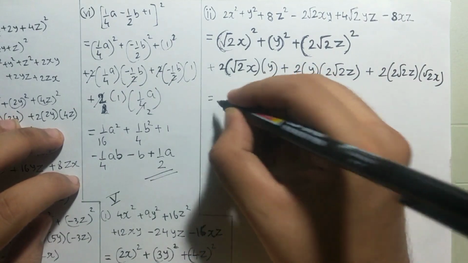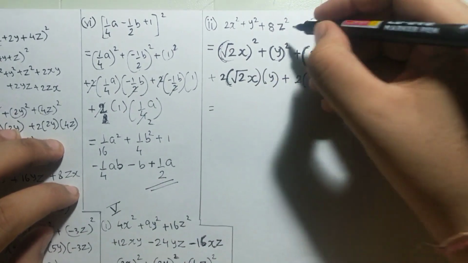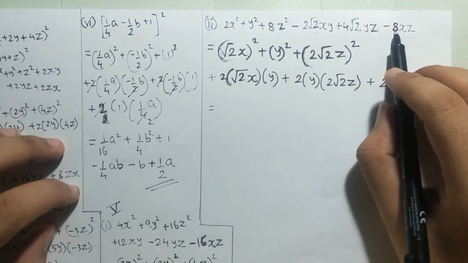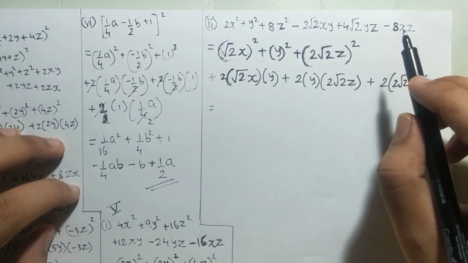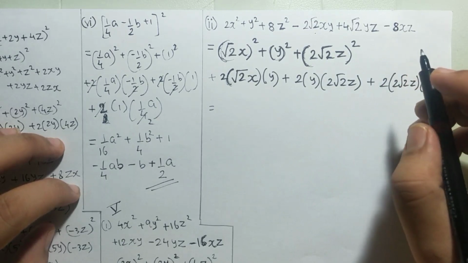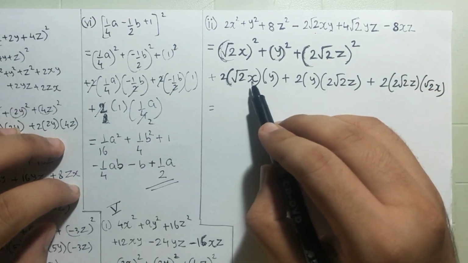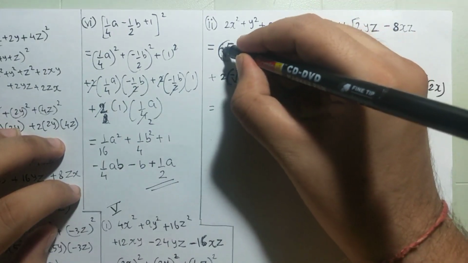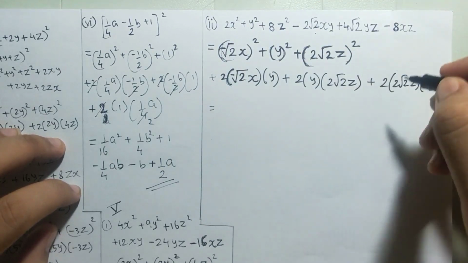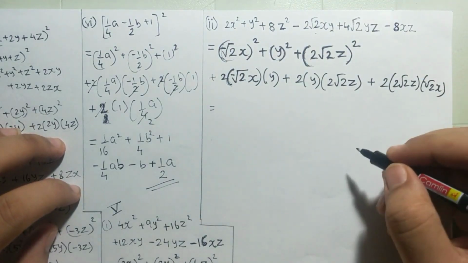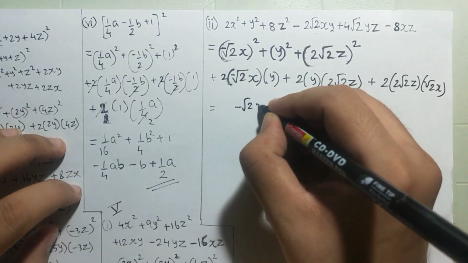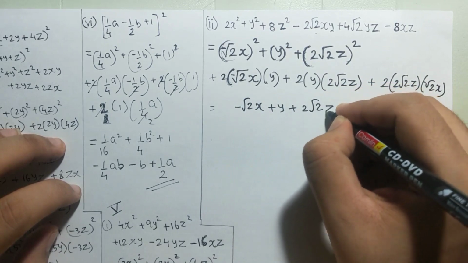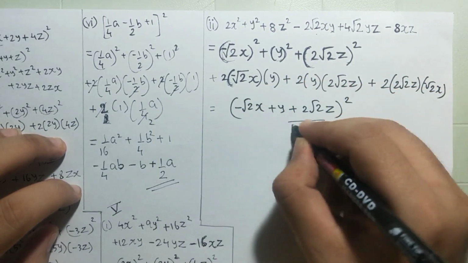Now the final answer. There were two terms which were negative. See, first term and the third term both are negative. Out of these two terms, which variable do they have common in both? That is x variable. So this x variable will become negative. Wherever you see x, keep a minus sign ahead. So your final answer is minus root 2x plus y plus 2 root 2z the whole square.